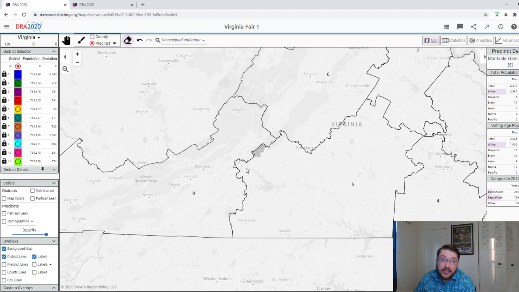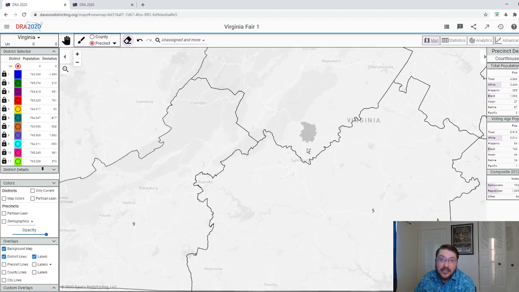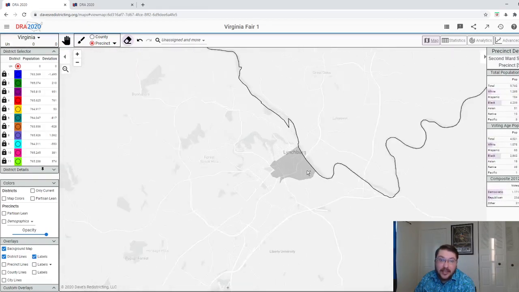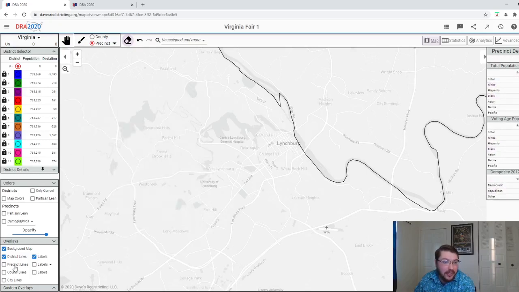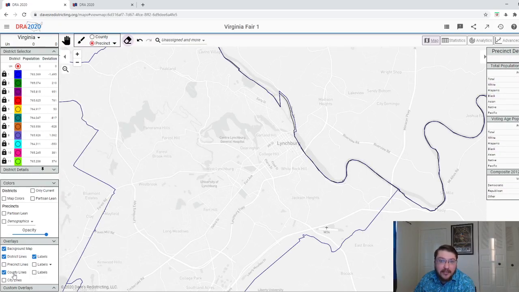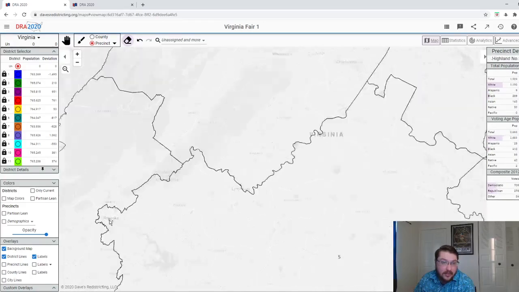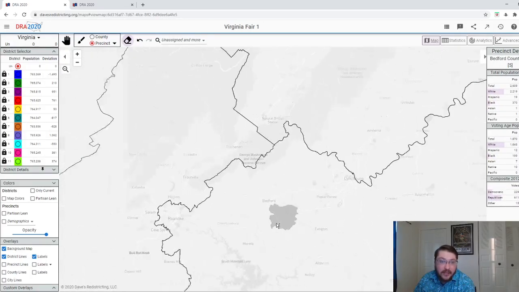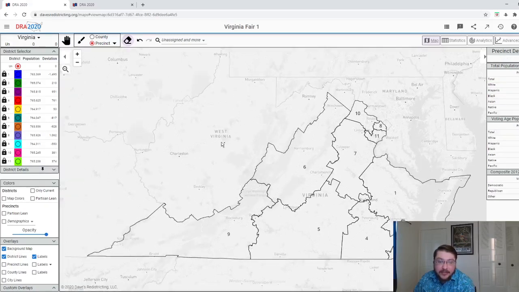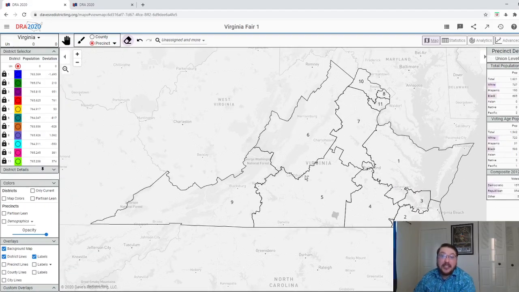The 5th Congressional District is basically all of Southside, and I think all of Lynchburg. If I put the county line up, yeah, I've got all of Lynchburg into the 5th. We've also got all of Roanoke in the 5th as well, and that's basically Southside. We've gotten Tidewater finished, and we've gotten Southside finished.